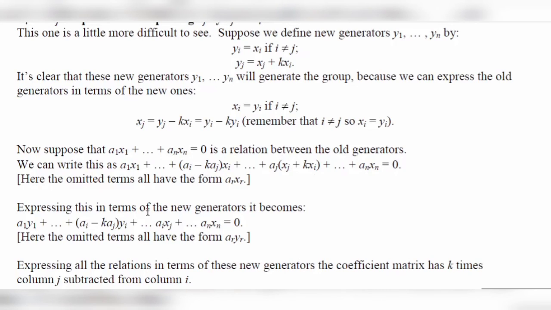Expressing this in terms of the new generators, it becomes this. So the final result is expressing all the relations in terms of these new generators. The coefficient matrix has k times column j subtracted from column i. Simply, we have changed our old generators. So this is how to write the equation, right?